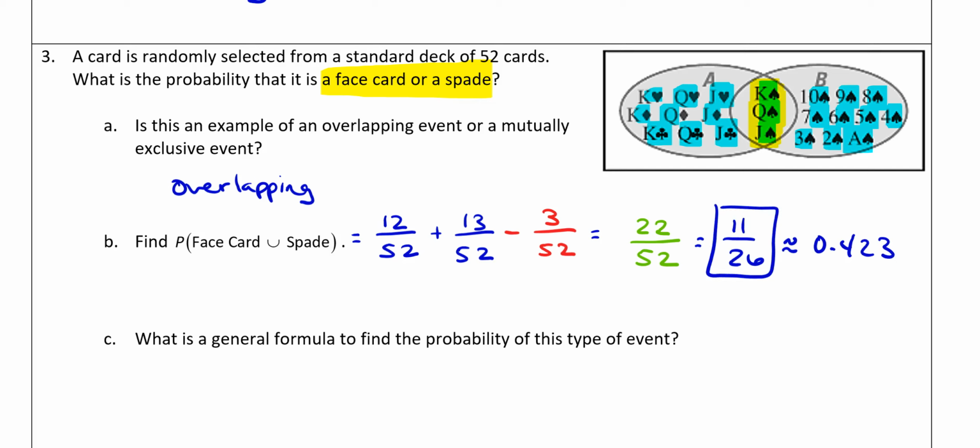Now, again, we're looking at a general formula. What is the general formula for this type of event? Again, this is for overlapping events.